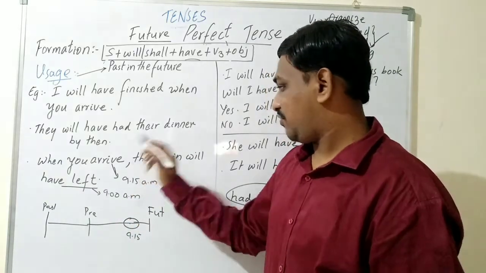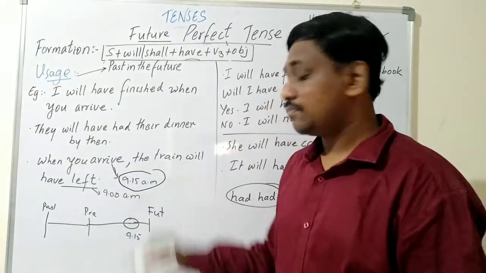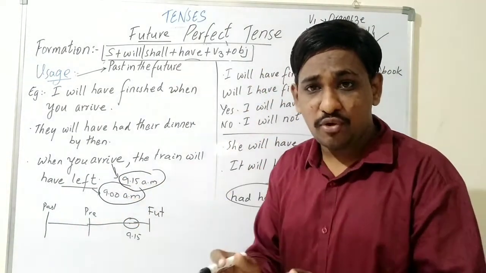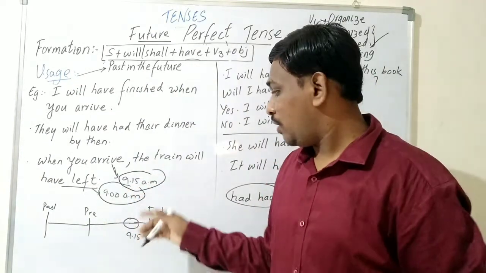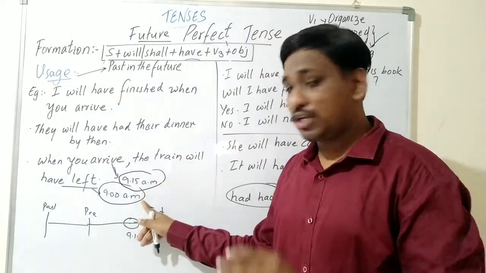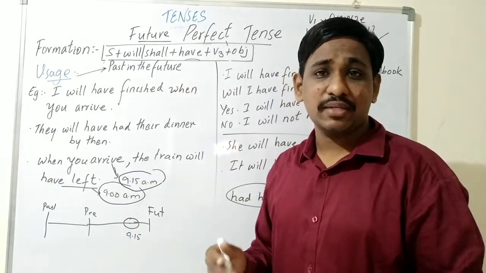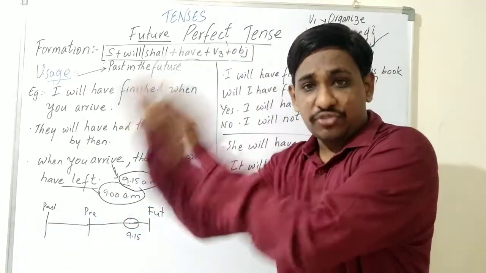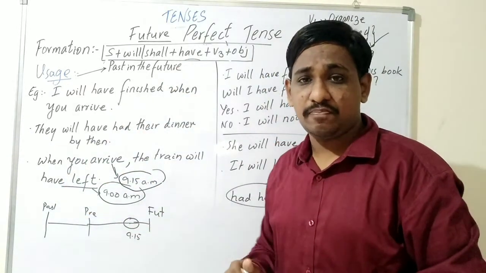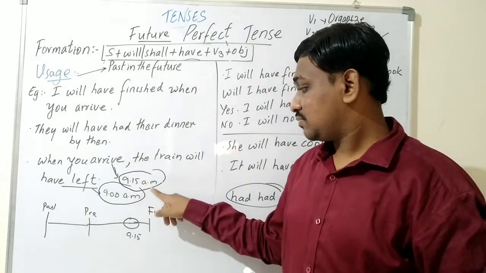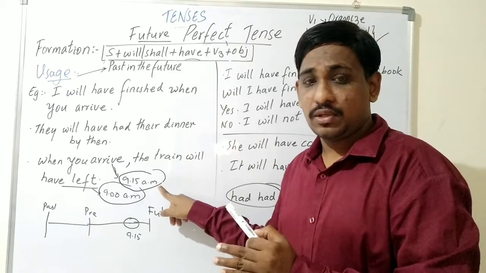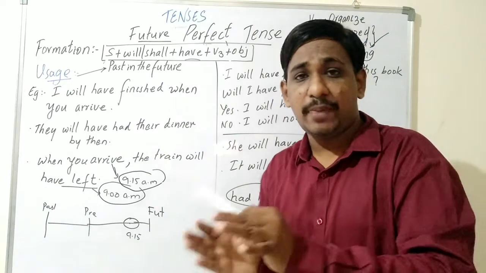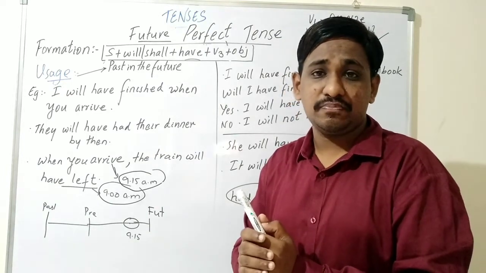Maybe you arrive at 9:15. Maybe departure of train is at 9 o'clock. So you are telling now, when you reach tomorrow at 9:15, the train will have left at 9 o'clock in the morning. So when you want to express an action in the future which will have completed by this time, you can use it. So when you arrive at 9:15 a.m., the train will have already left because the train's departure is at 9 o'clock in the morning.